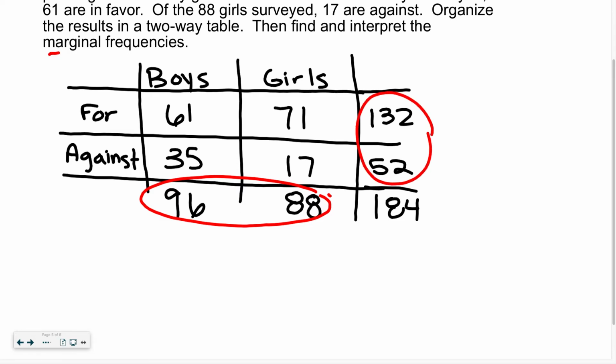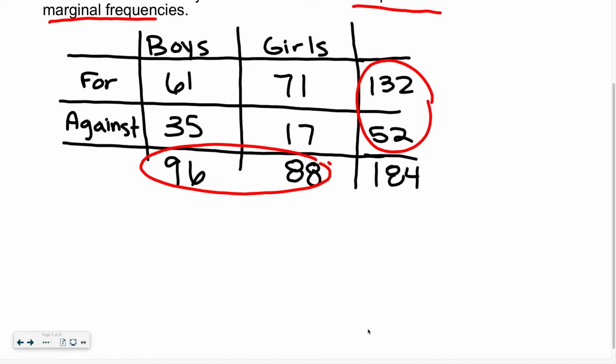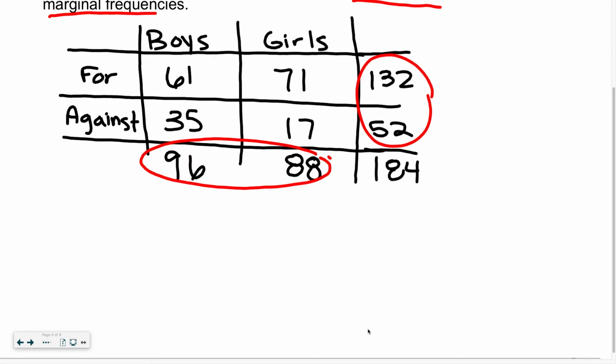But if I'm interpreting the marginal frequencies, I'm saying something about the numbers 96, 88, 132, and 52. And really here, it's almost like you're a reporter. You did this survey. Report back what things you learned. Okay? So I would say this for my interpretation. 96 boys and 88 girls were surveyed.